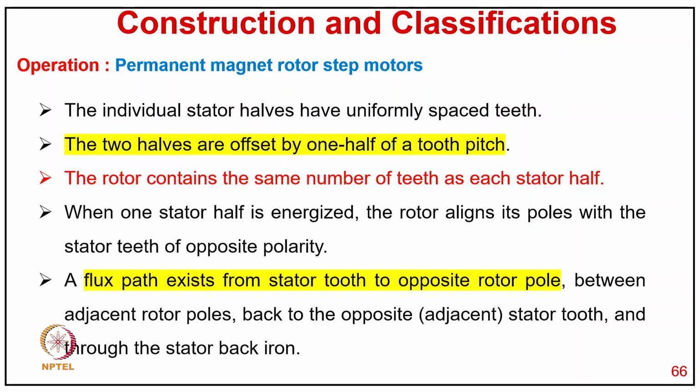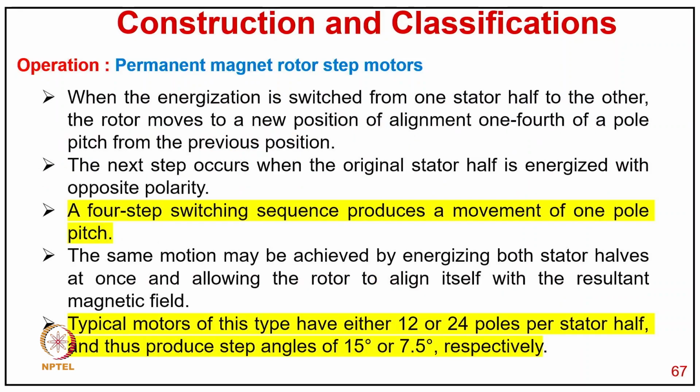The rotor contains the same number of teeth as each stator half, and when one stator half is energized, the rotor aligns its pole with the stator teeth of opposite polarity. A flux path exists from the stator tooth to the opposite rotor pole, between adjacent rotor poles, back to the opposite adjacent stator teeth, and through the stator back iron. When the energization is switched from one stator half to the other, the rotor moves to a new position of alignment, 1/4 of a pole pitch from the previous position, and the next step occurs when the original stator half is energized with the opposite polarity. A 4-step switching sequence produces a movement of one pole pitch, and the same motion may be achieved by energizing both stator halves at once and allowing the rotor to align itself with the resultant magnetic field. A typical motor of this type has either 12 or 24 poles per stator half, and thus produces a step angle of 15 degrees or 7.5 degrees respectively.